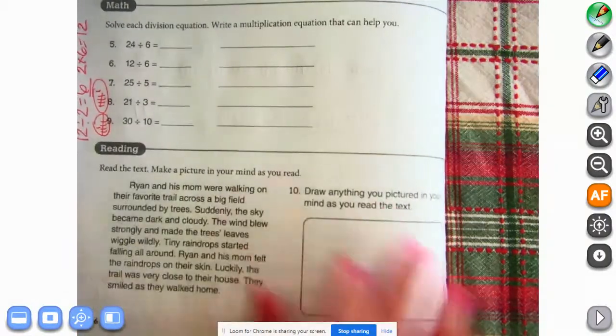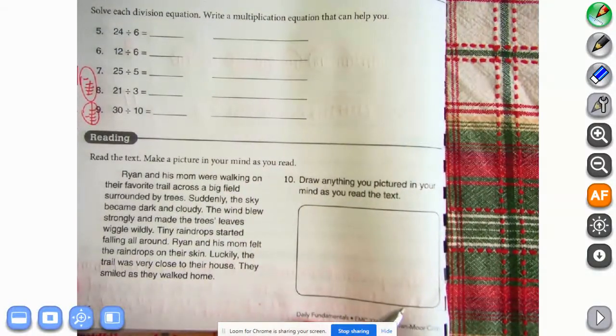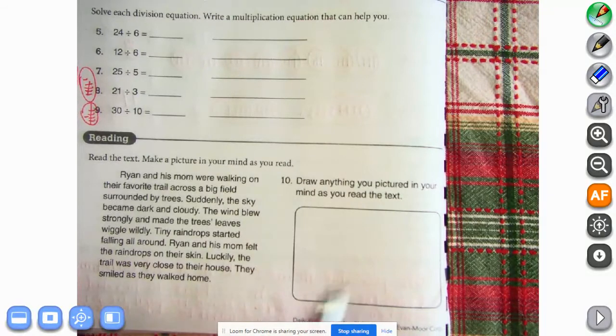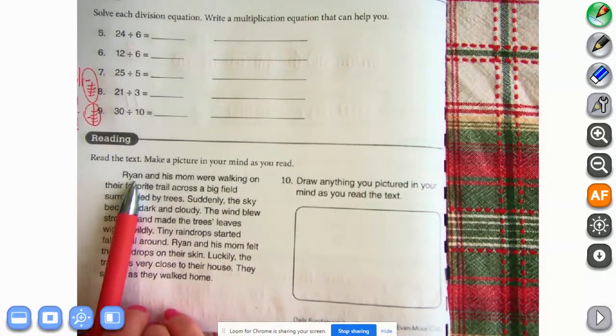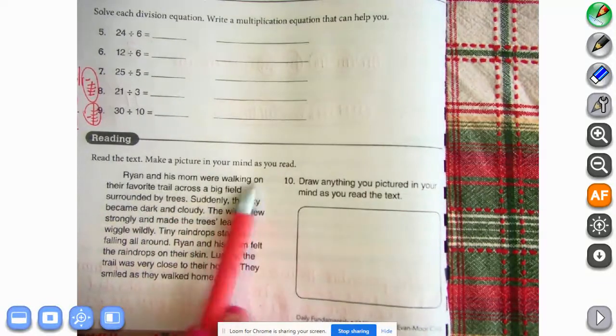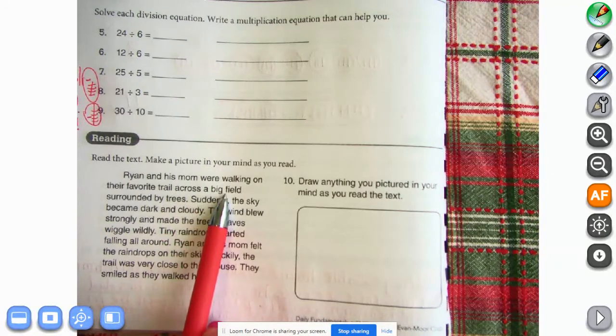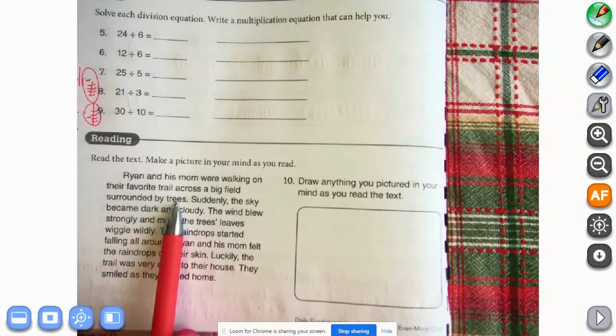Okay. Then the bottom says, read the text and make a picture in your mind as you read. Okay? So we're going to think about this and think about it in our mind. Ryan and his mom were walking on their favorite trail across a big field surrounded by trees. Can you imagine that?